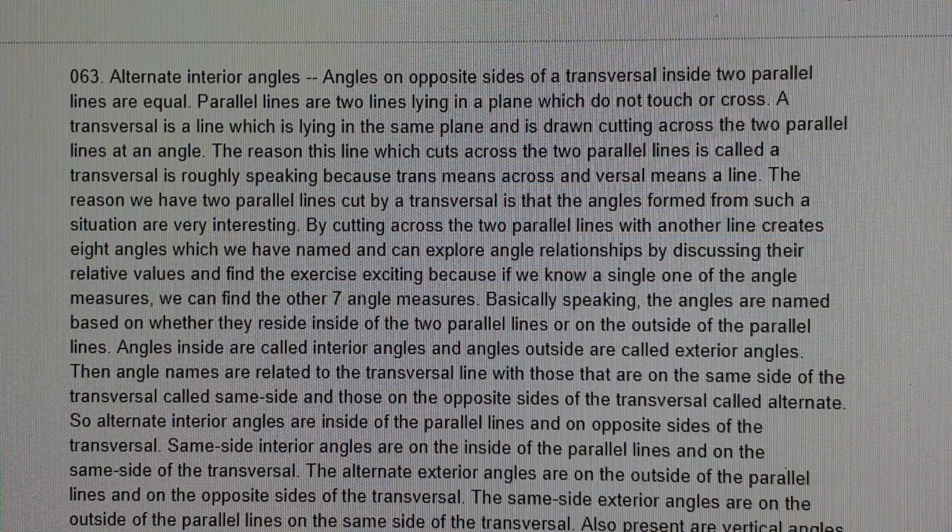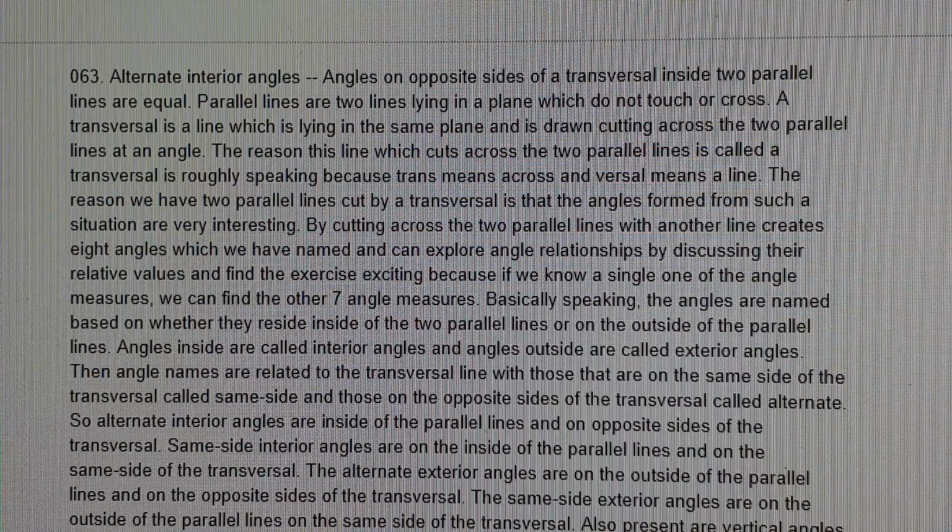Also present are corresponding angles, which match up in orientation, but are in different locations. Also present are adjacent angles (angles next to each other). There are only 2 types of relationships between all these angles. Either they are equal, or they are supplementary, which means they add or sum to 180 degrees.